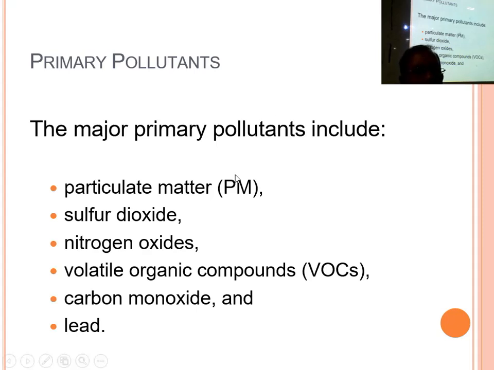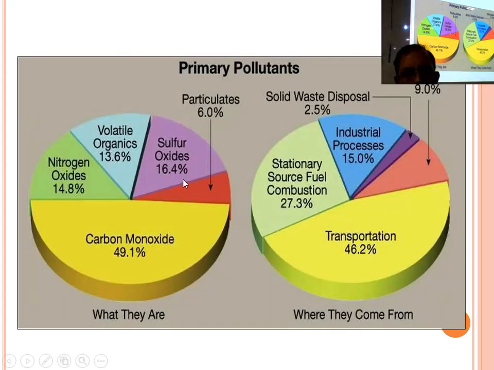Particulate matter, PM, is also called SPM, suspended particulate matter. Sulfur dioxide, nitrogen oxides like NO, NO2, N2O, N2O3, N2O5, volatile organic compounds VOCs, carbon monoxide and lead. These are all primary, and ozone is secondary. So these total 6 criteria pollutants are there. Again, there is a pie chart diagram indicating how much percentage of which primary pollutant is present in the air.